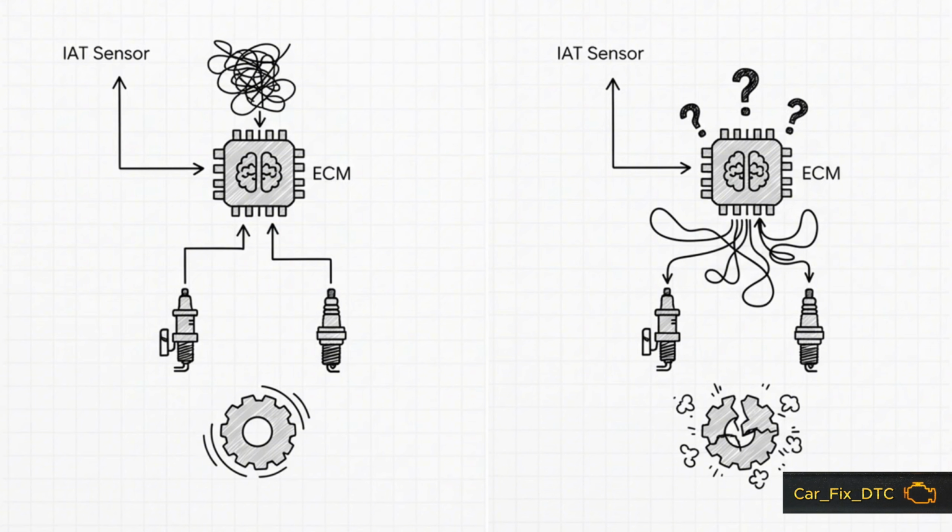So why do we even care about this? Well, all that temperature data gets sent straight to the engine control module, the ECM, which is basically your car's brain. And the brain uses that info to make really important adjustments, like to the fuel mixture and the ignition timing. So you can see where this is going, right? If the brain gets bad data from the IAT sensor, it's going to make bad decisions, and that is what messes with your performance and your fuel economy.